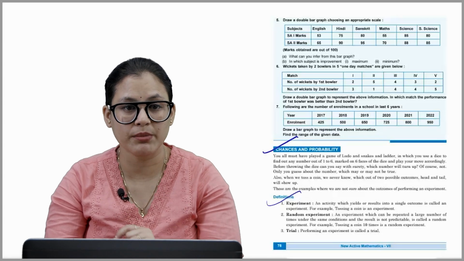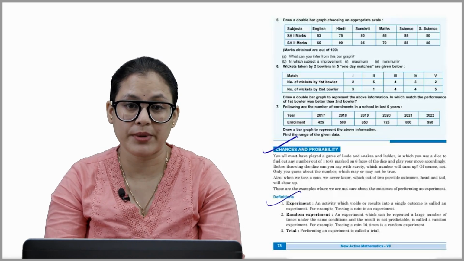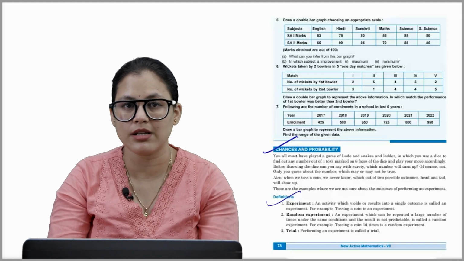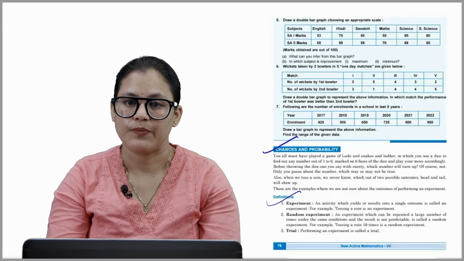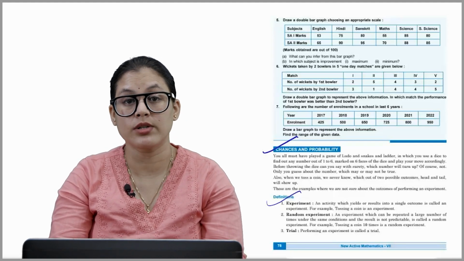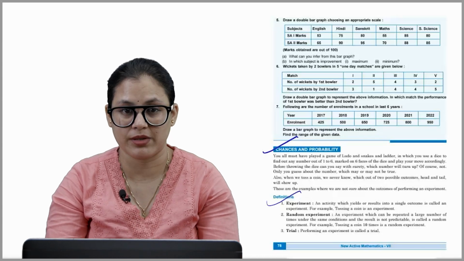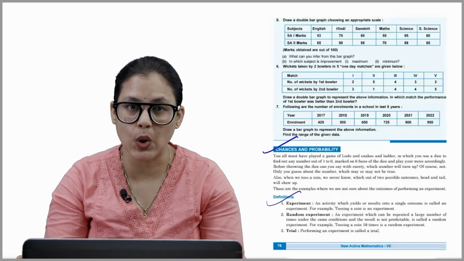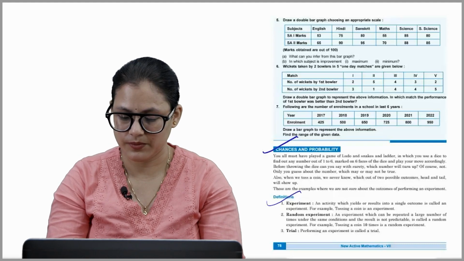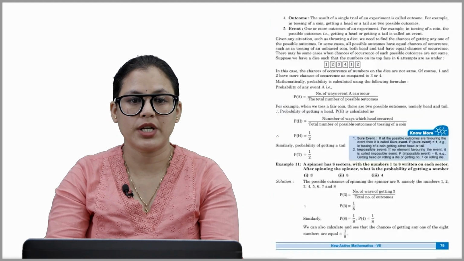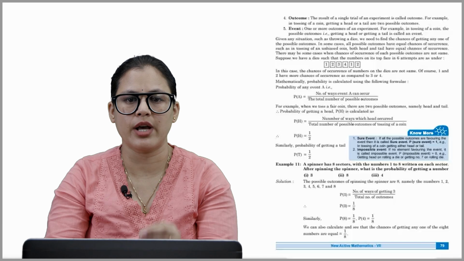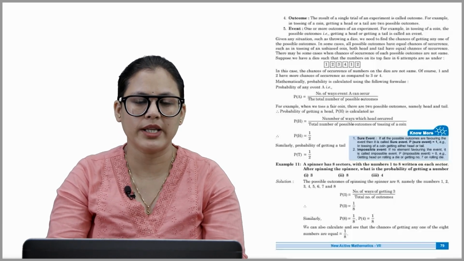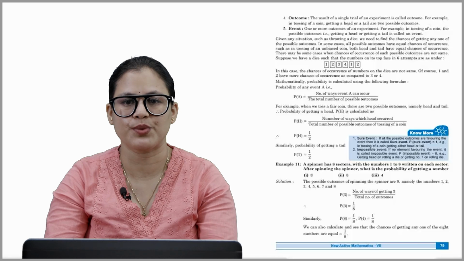Number 2, random experiment. An experiment which can be repeated a large number of times under the same conditions and the result is not predictable is called a random experiment. For example, tossing a coin 10 times is a random experiment, right? Trial. Performing an experiment is called a trial, okay? Number 4, outcome. The result of a single trial of an experiment is called an outcome. For example, in tossing of a coin, getting a head or a tail are 2 possible outcomes.